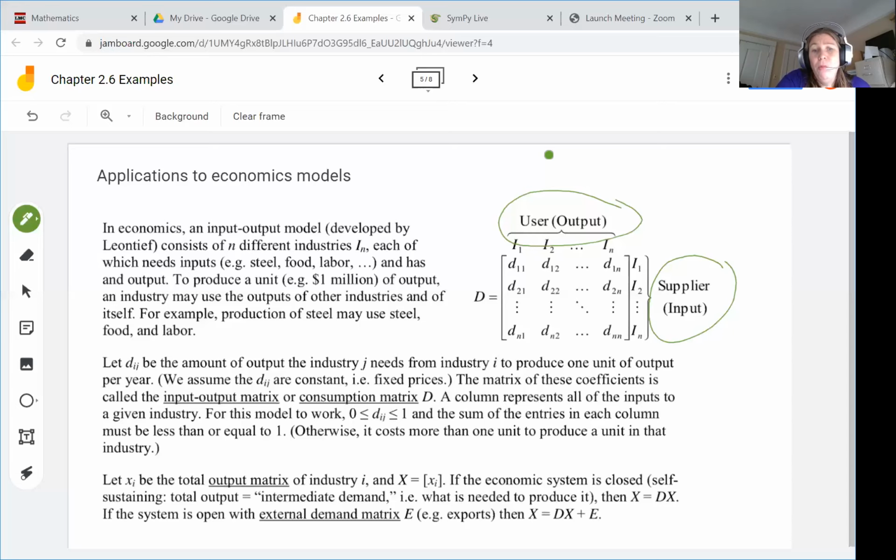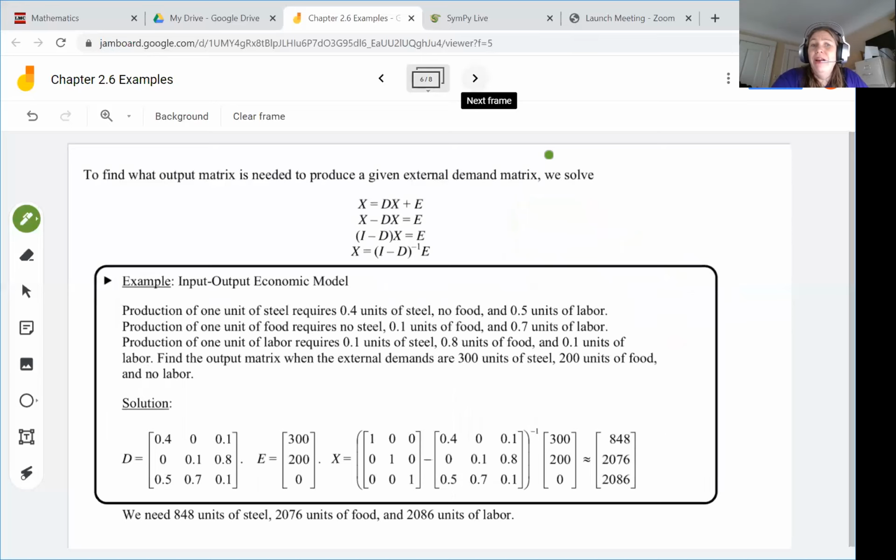If the system is open with external demand matrix E, exports, then our matrix X equals DX, the consumption matrix times the output matrix, plus the external demand, the exports matrix, E. So to find what output matrix is needed to produce a given external demand matrix, we solve this equation, X equals DX plus E. So we can rearrange. You see in the first row here, I've isolated E. So we have X minus DX equals E. And remember, these are all matrices.